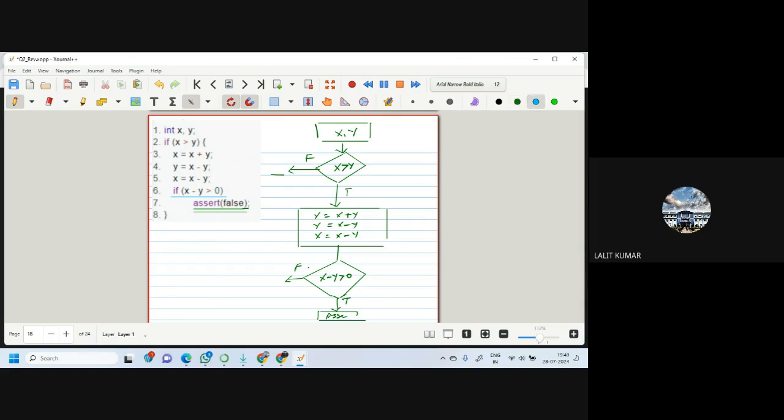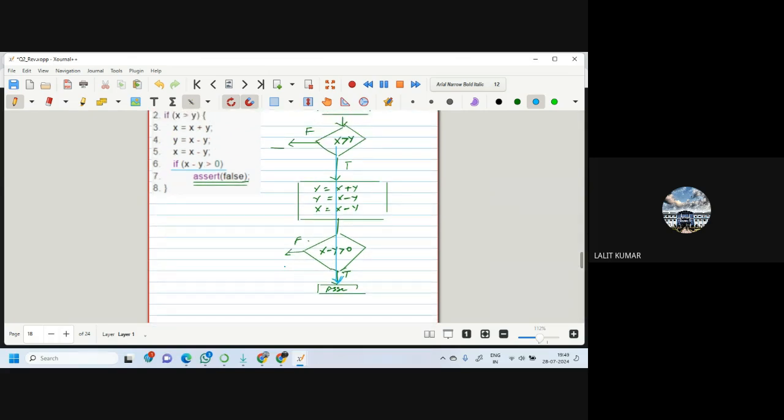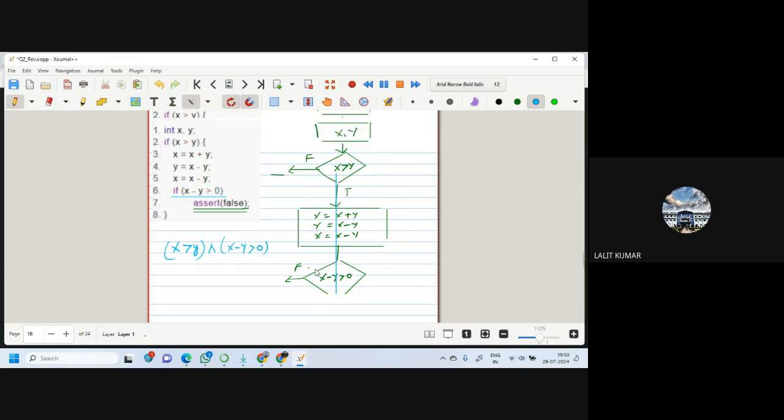So see the path. They have asked in the question how to reach this path, what will be the condition here. To reach this path, first this has to be true, x has to be greater than y, and x minus y is greater than 0. And what I will cover, okay, DART also here.